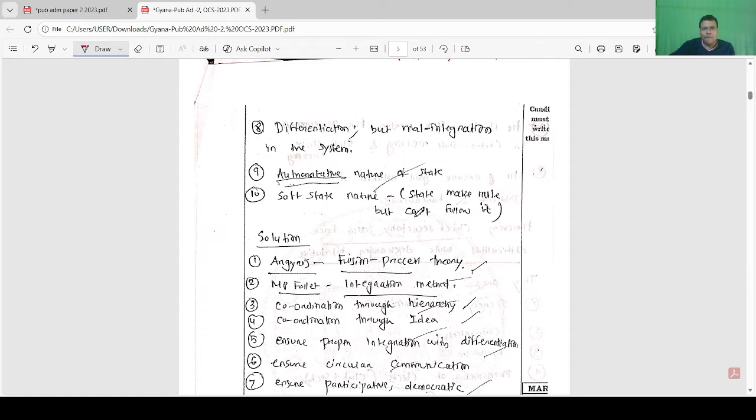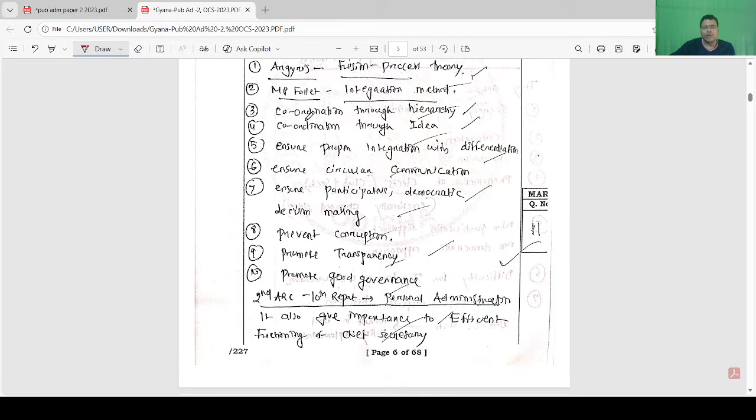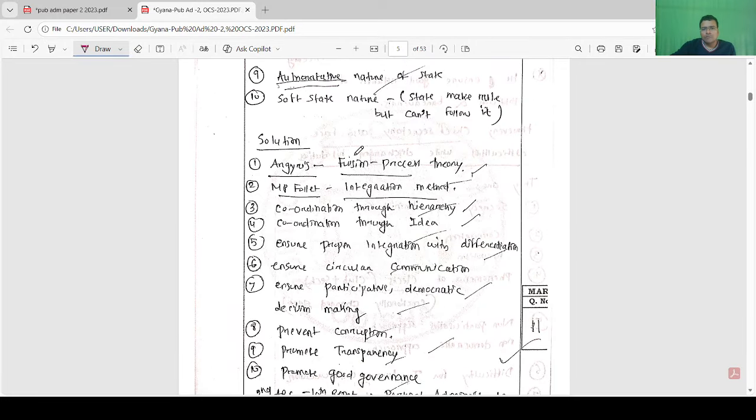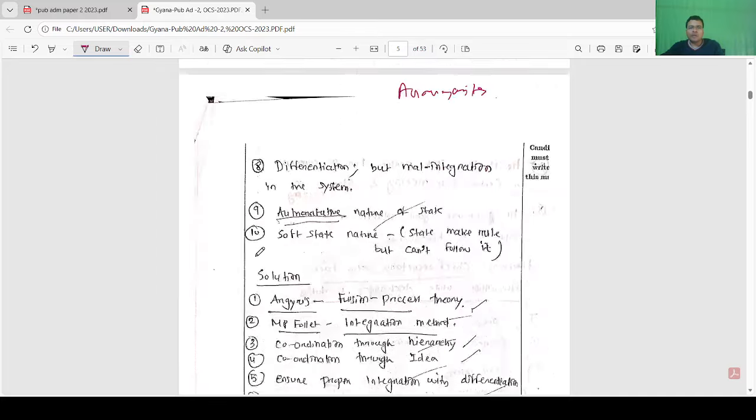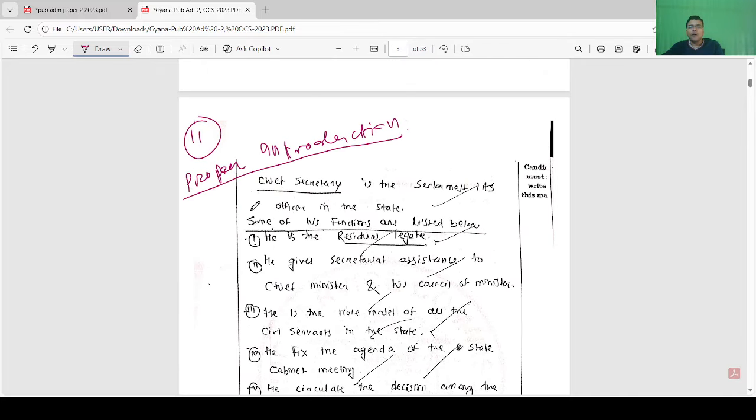So this is the problem he faced, and the solution he gave: fusion process, integration, coordination, prevention, and he ended with the second ARC 10th report on personnel administration, importance to efficient functioning of the chief secretary. But here he needs to write at least 3 recommendations of the second ARC. So I feel if he wrote 3 recommendations of the second ARC and a proper intro, he might get 12 in this question.